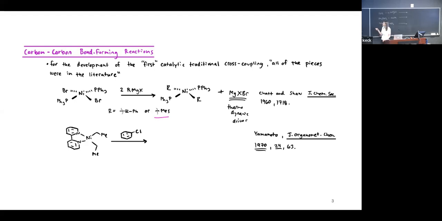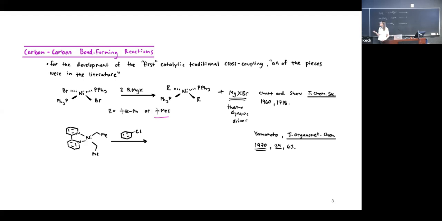So this was early work all the way back to 1960. This was published. So already here, we see an example of a transmetallation possible with a Grignard reagent. The next example here is from 1970, where Yamamoto published on this reaction where you have this nickel-2 complex ligated by pyridine.